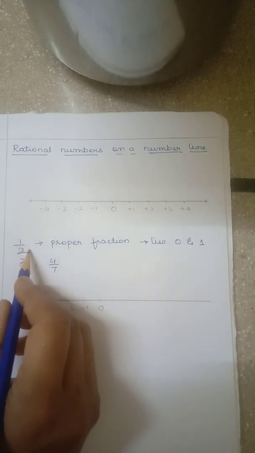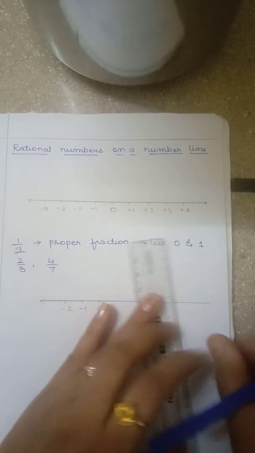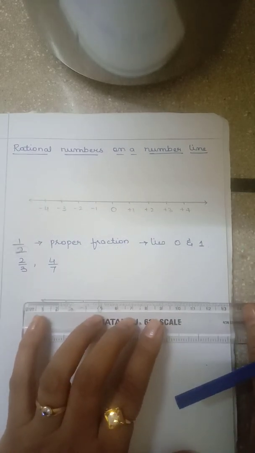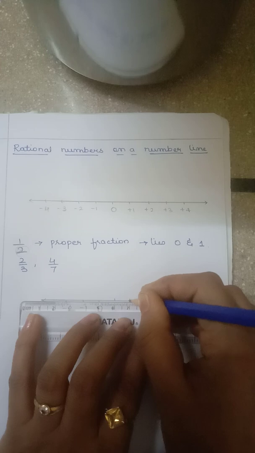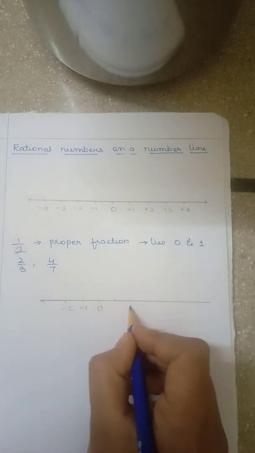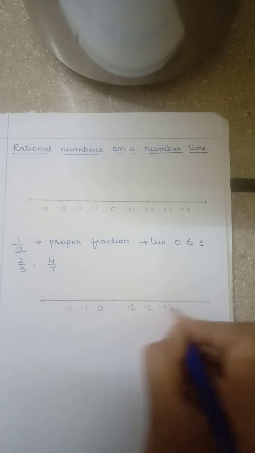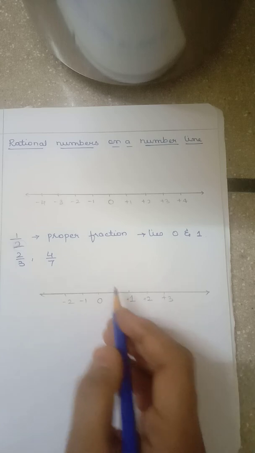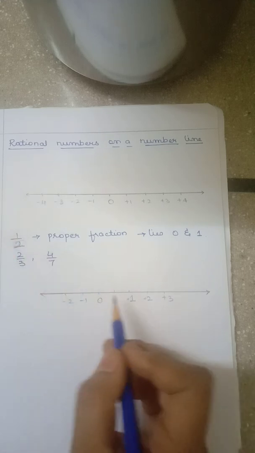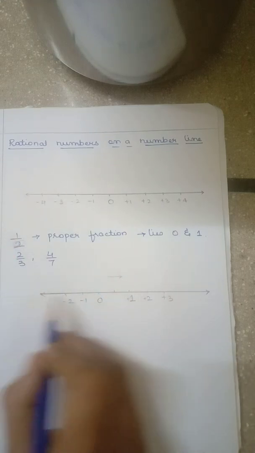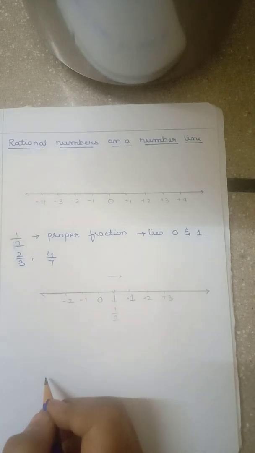And see the denominator. Denominator is 2 here. So make two equal parts with the help of the scale in between 0 and 1. Two equal parts. 1 part, 2 part. So here is 1 now, and the remaining as it is, plus 1, plus 2, and so on. Now I have enlarged the 0 to 1 part, in which I have made 2 parts because the denominator is 2. Now out of that 2, 1 part we have to take. When you are moving right side, count from the left side. So this point is 1 by 2 on the number line.